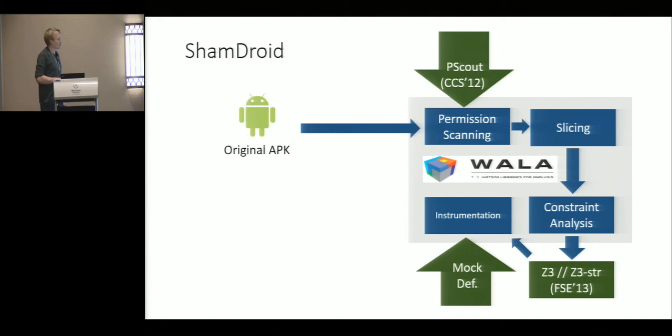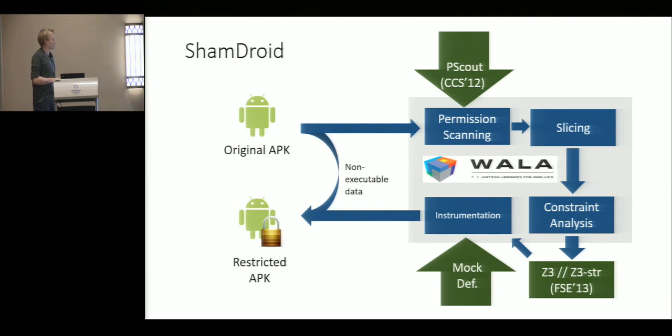And then finally, we get a model to this constraint. And we instrument the original program, so we replace the resources. Here we have a library of mock definitions, which basically map variables in the model of our constraint back to code that creates the mocks that I use later in the program. And then finally, we merge back some non-executable data in our restricted APK, and we can run it as before.